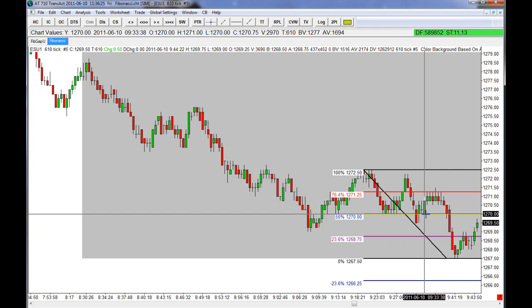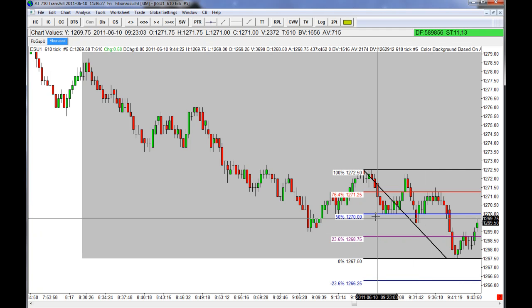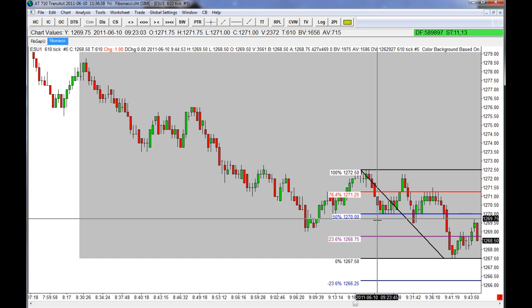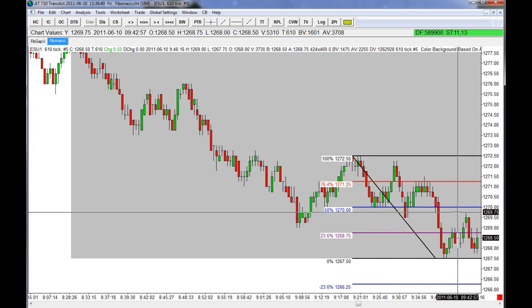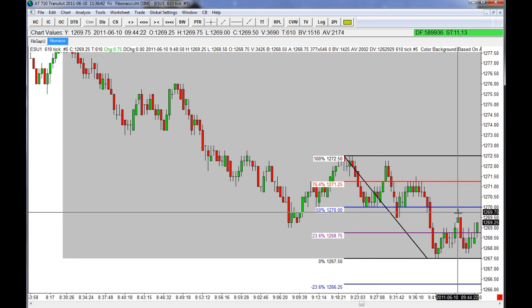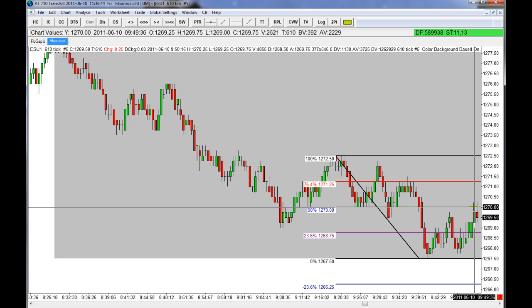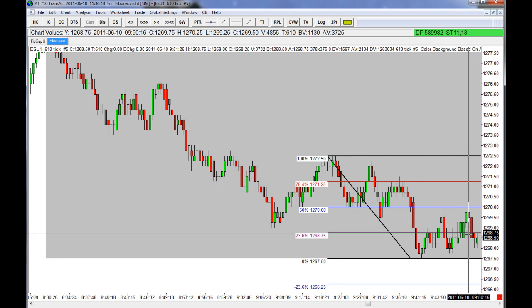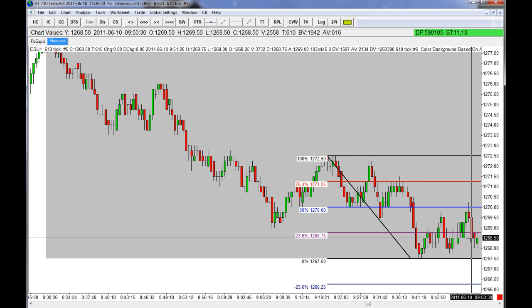So I placed an order at 1269.75, and had a 1-point target and a 1.5 stop. I did not get filled here. The price then came back. It did get filled here. Okay, took profit here, the next bar.